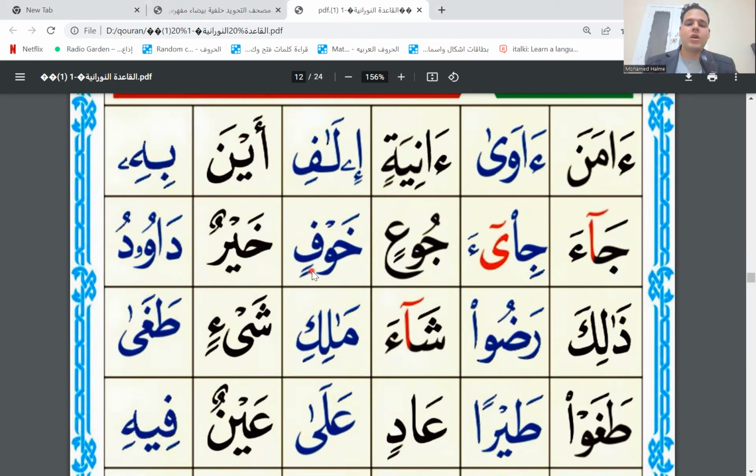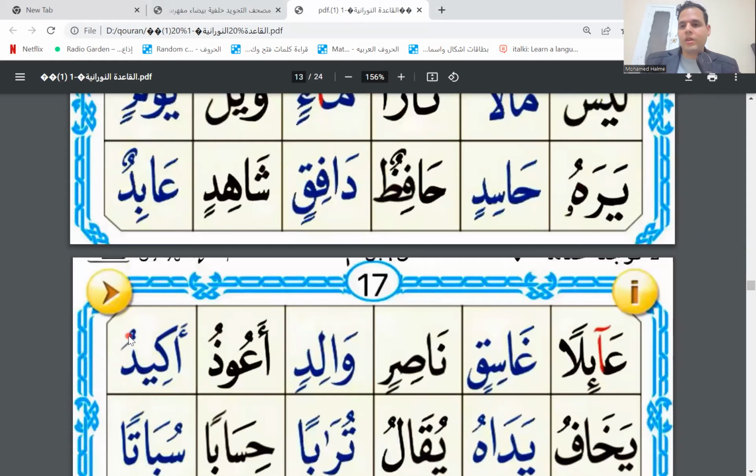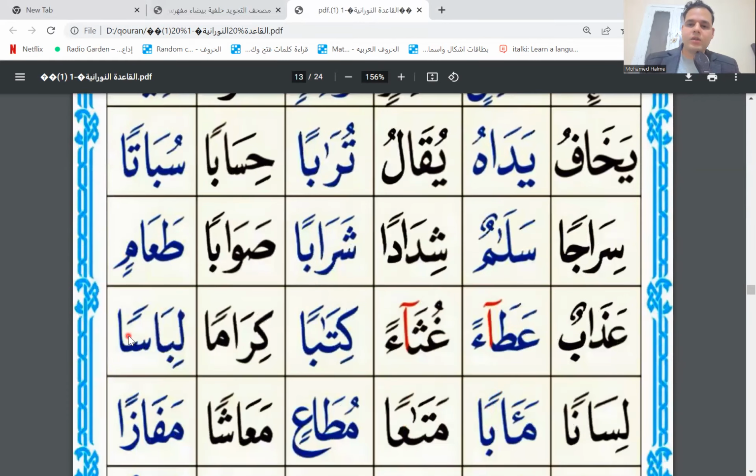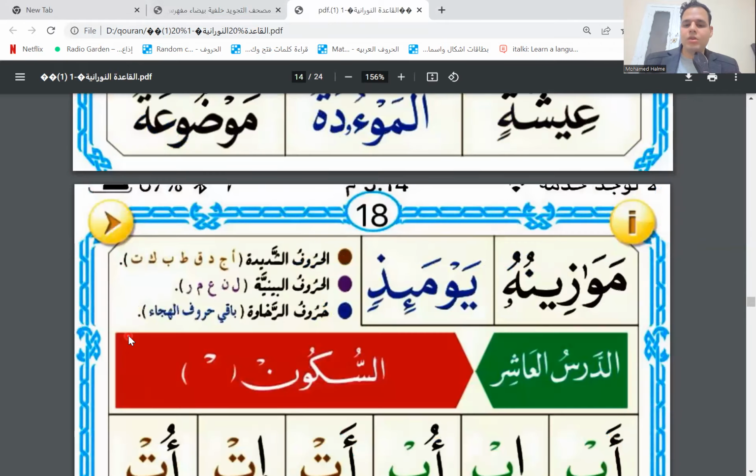That alif is silent. Okay, these examples are a little bit harder than the one before it, but again, if you did every step like we did today, you'll be able to do this.